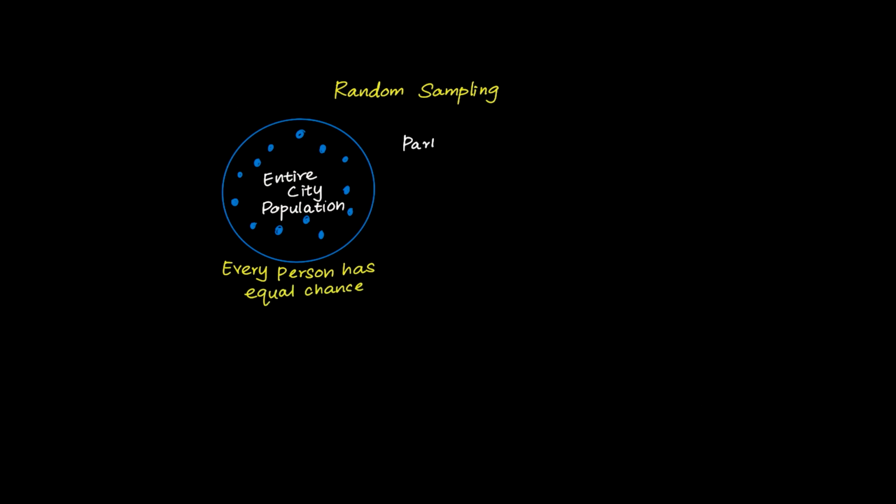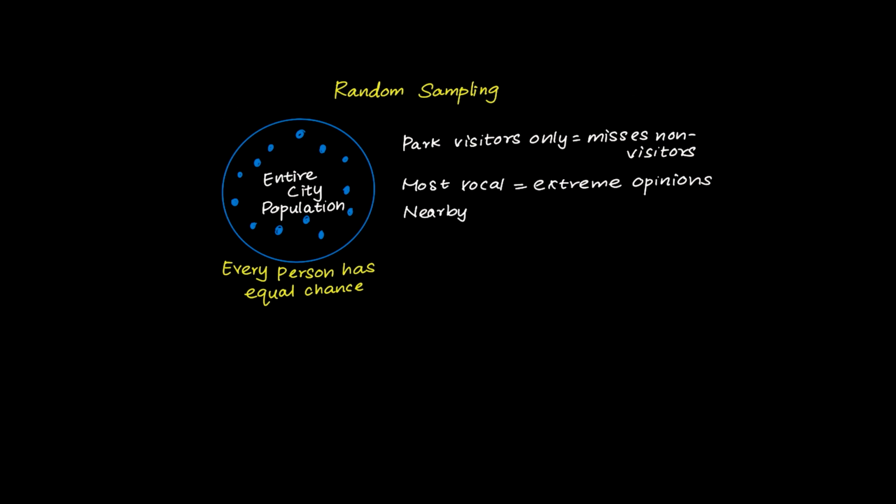The other options all introduce bias. Surveying only park visitors misses people who never go to parks. Their opinions matter too. Asking only the most vocal community members skews results toward extreme positions, which rarely represent the average person. Surveying only nearby residents cuts out the rest of the city, people who might still use or fund the park.